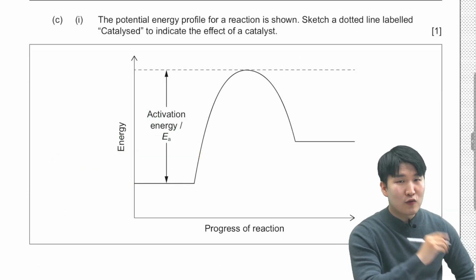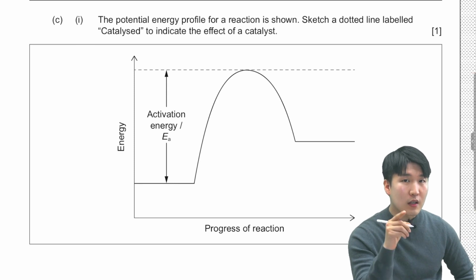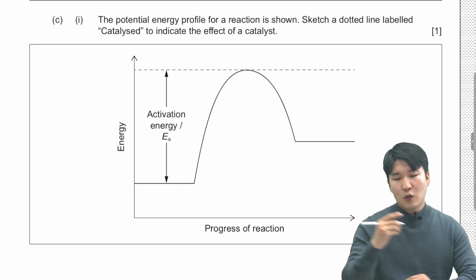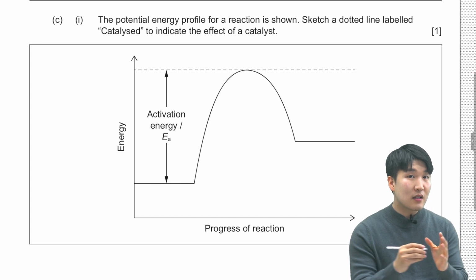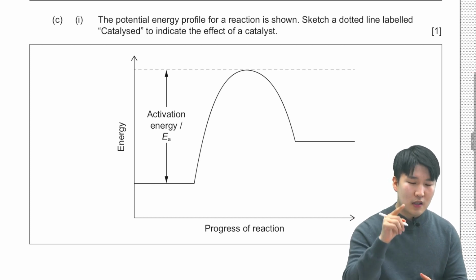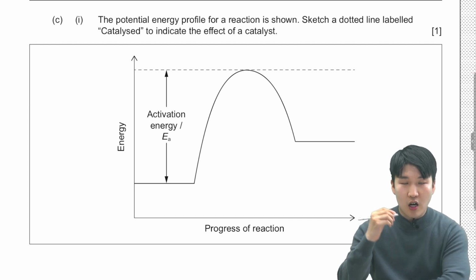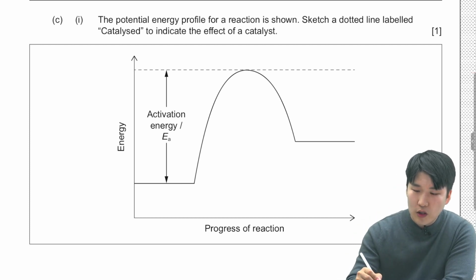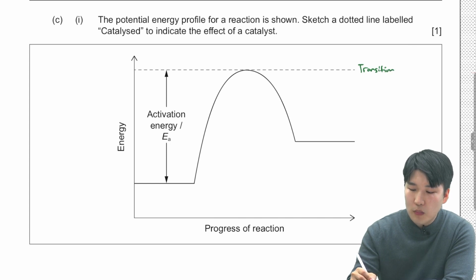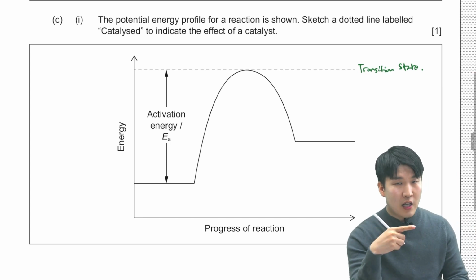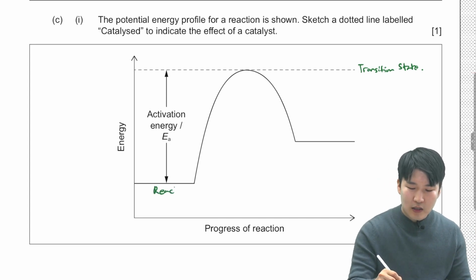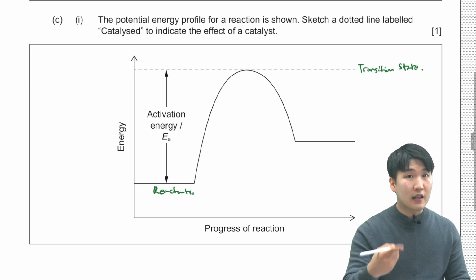We are now asked to draw the energy profile for a catalyzed reaction. What's the difference between a catalyzed and uncatalyzed? Well, it's going to be the difference in the magnitude of activation energy. In other words, the height between the dotted line of transition state. We are going to label the dotted top line as the transition state, and the energy level of our reactants is what we define as the activation energy.